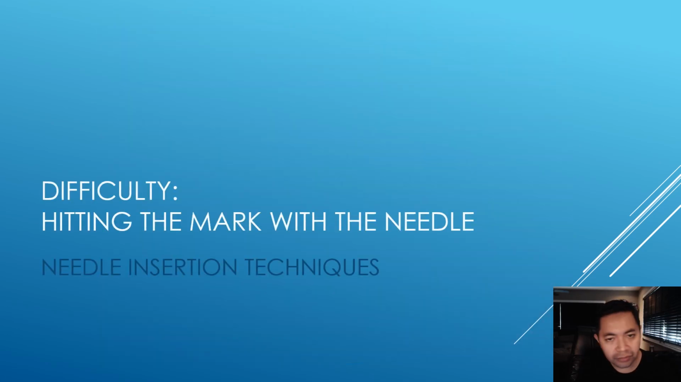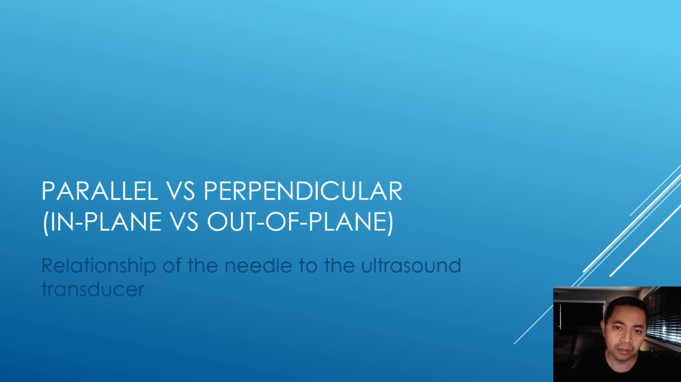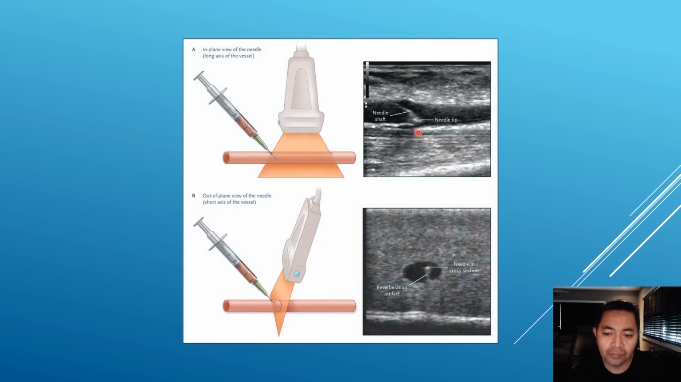So basically, as I've said earlier, we only need to hit the intrahepatic ducts with the needle to be able to do a PTC or PTBD. And there are two ways to insert the needle under ultrasound guidance: the in-plane versus the out-of-plane technique, or what we call parallel versus perpendicular. This describes the relationship of the needle to the ultrasound probe.